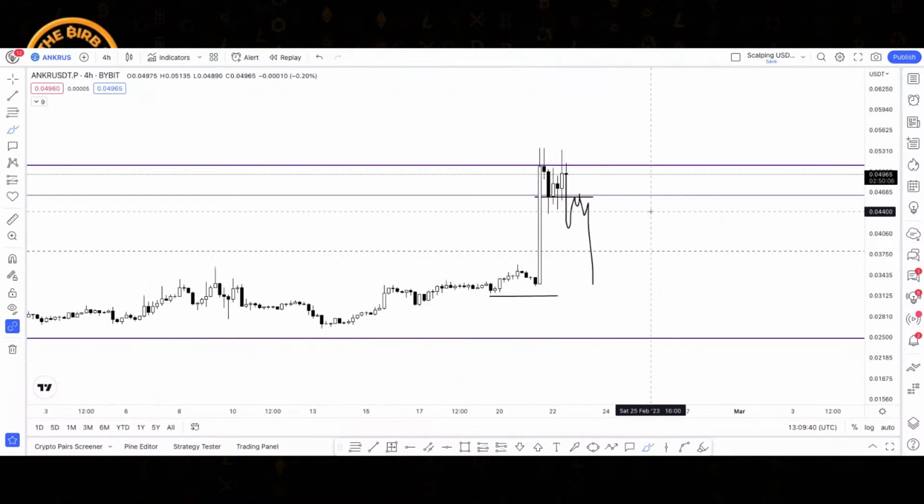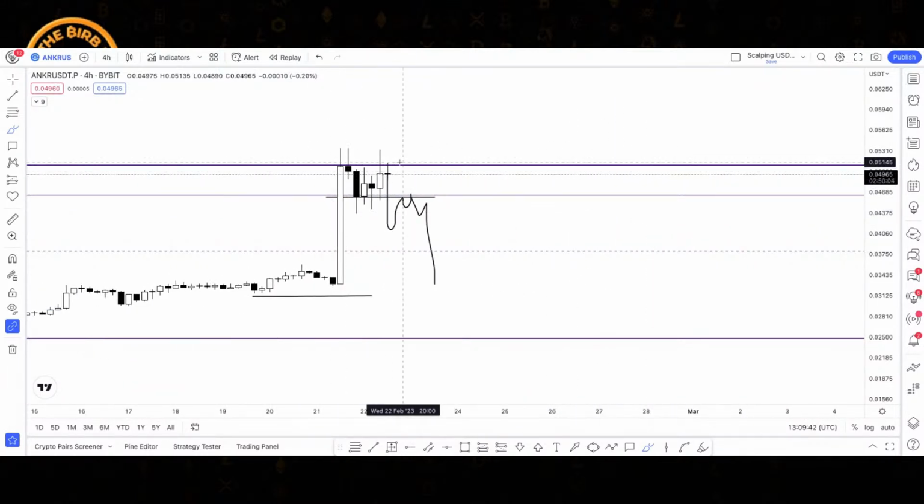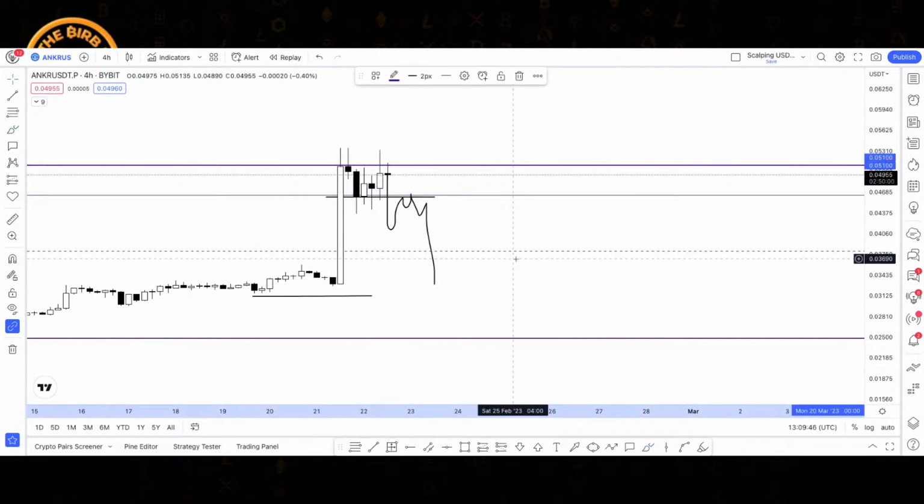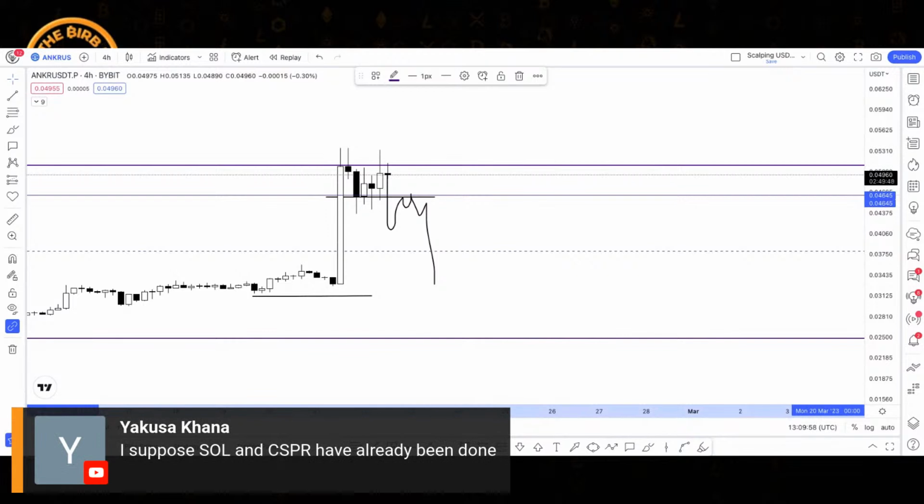That's quite nice and clean at the moment. So I'd be looking for a key break above this level. For anyone interested in those levels, that's 0.05100, and then this level here to get a clean breakdown below is 0.04645.